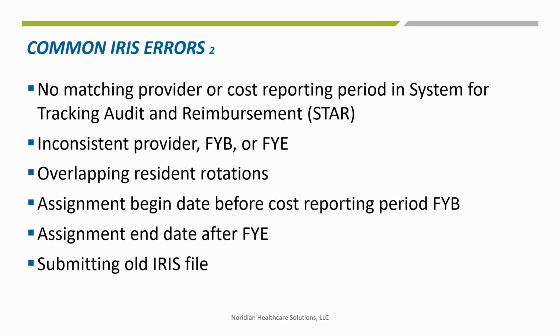More common IRIS errors include no matching provider or cost reporting period in the system for tracking audit and reimbursement, commonly called STAR, an inconsistent provider, fiscal year beginning or fiscal year end, overlapping resident rotations, such as duplicate date ranges for the same resident, the assignment date began before the cost reporting period's fiscal year beginning, or the assignment end date is after the fiscal year end, assignment dates must be within the fiscal period, and submitting old and outdated IRIS files with your current cost report.